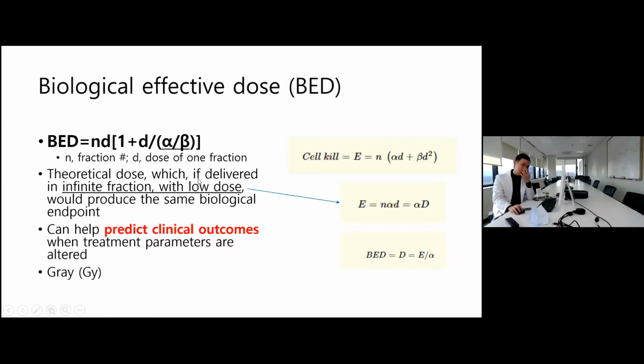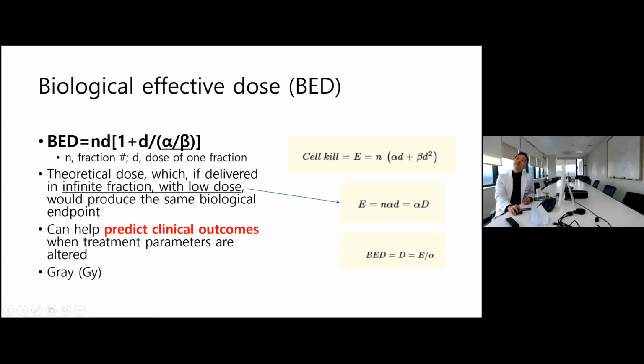you can see from this equation that when it is given in an infinite fraction with very low dose, which is close to 0, because this beta D square is a square part, if this d goes very low, this component can be discarded.